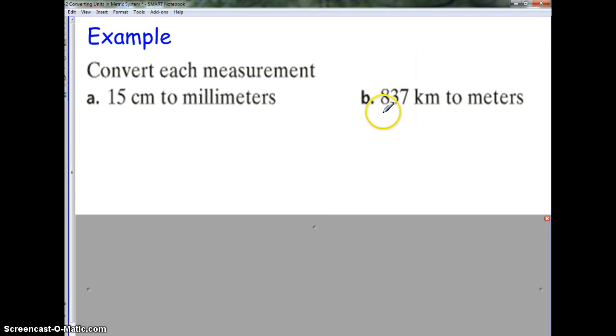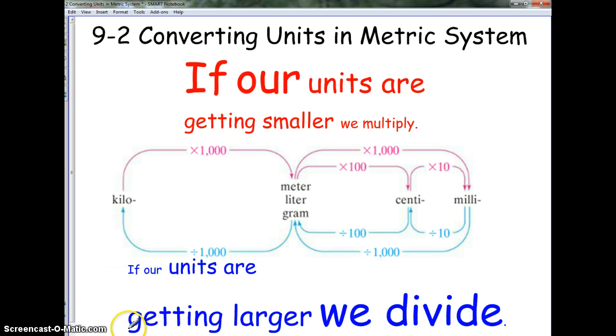Okay, so now we have 837 kilometers to meters. So let's go back here. We have 837 kilometers, and we need to get it to meters. Okay, so meters is right there. We need to multiply by 1,000.